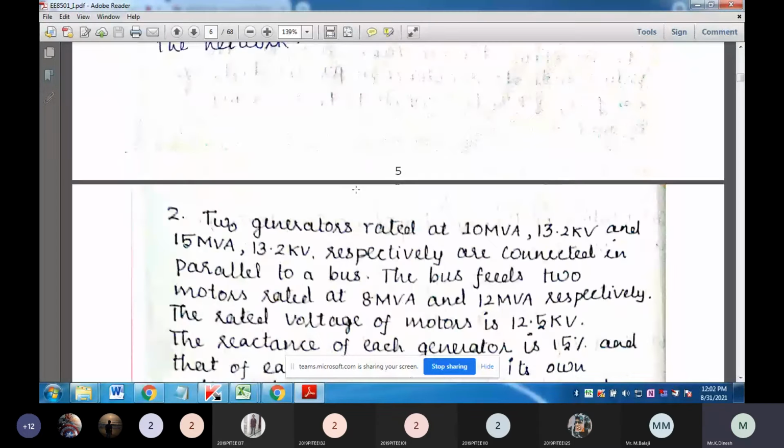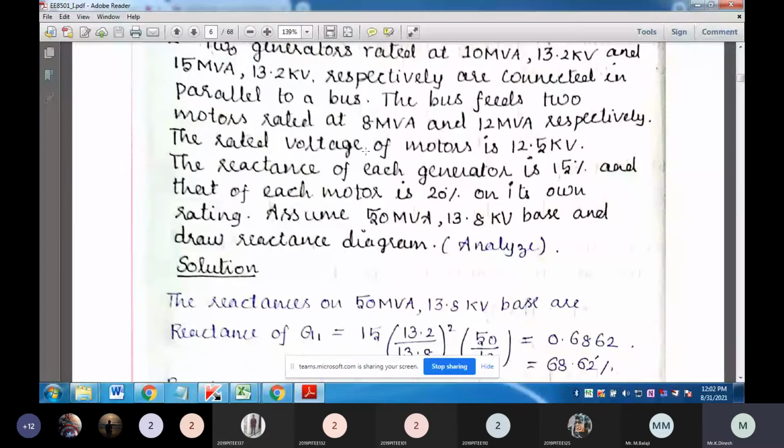So the bus feeds two motors rated at 8 MVA and 12 MVA respectively. The motor voltage rating is 12.5 kV. The reactance of each generator is 15%, 15 by 100, it is J.15, and the reactance of each motor is 20%, 20 by 100, it is J.2 on its own rating. Assuming the base 50 MVA, 13.8 kV, draw the reactance diagram. They are particularly mentioning the base, but in the previous case we mentioned the base as two values, 25 MVA as well as 60.